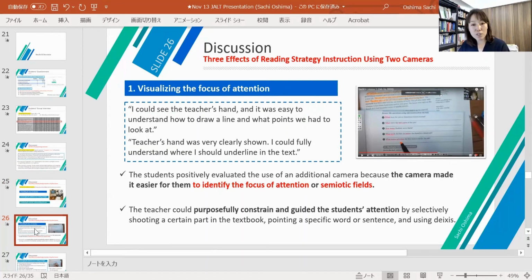So the student positively evaluated the use of additional camera because the camera made it easier for them to identify the focus of attention and semiotic fields. The teacher, I, could purposefully constrain and guide the student attention by selectively shooting a certain part in the textbook, pointing at the specific word or sentence, and using diacritics.